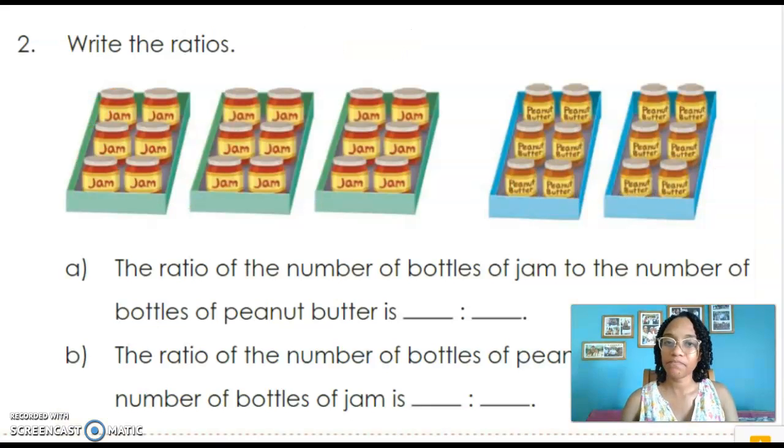Let's look back. Something that was really important about this jam and peanut butter problem was that in every single crate, there were 6 jars. Okay? Not only were these jars equally grouped within the family of jam and within the family of peanut butter, but also between the 2 families, there were equal numbers of jars in every crate.